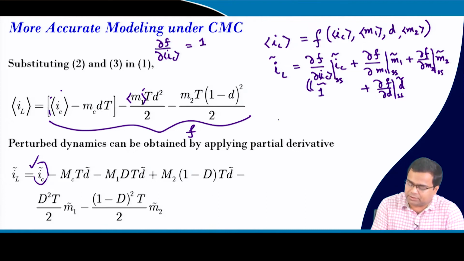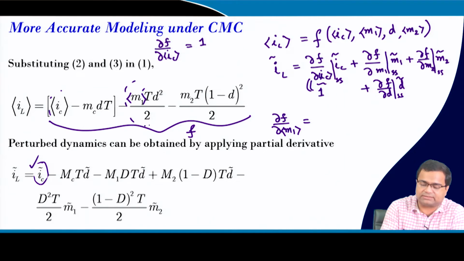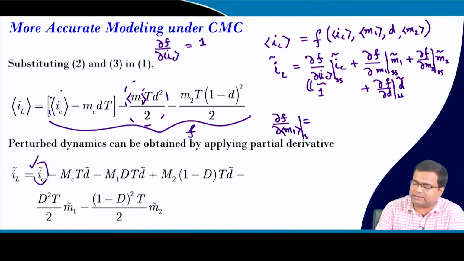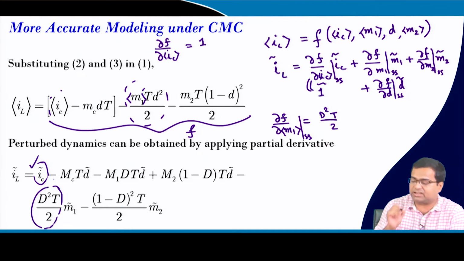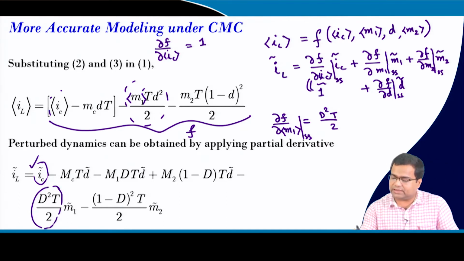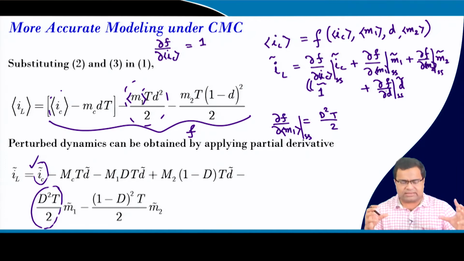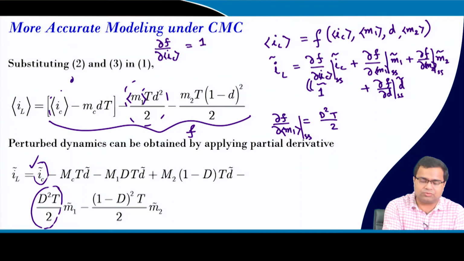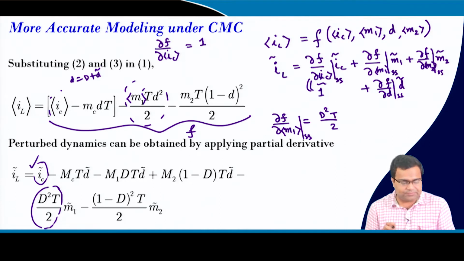Then what is my dou F dou M1 average? You will find only this term has it, and it is calculated at steady state. So, it will be d square t by 2, and this is the coefficient, d square t by 2, into M1 tilde. Similarly, all these average quantities we have to differentiate. Otherwise, you can simply substitute d equal to capital D plus D tilde. You can solve that, but this is a much easier way to do that.